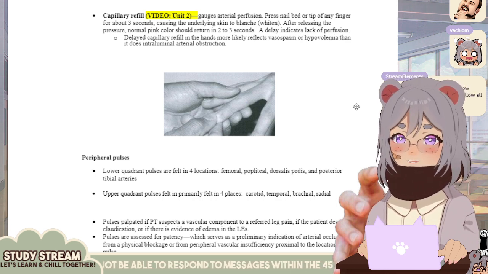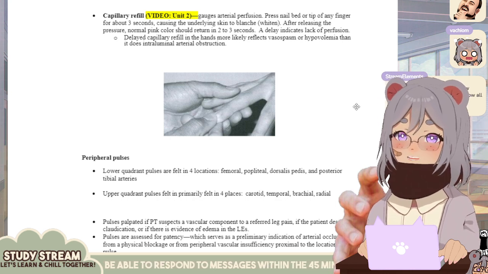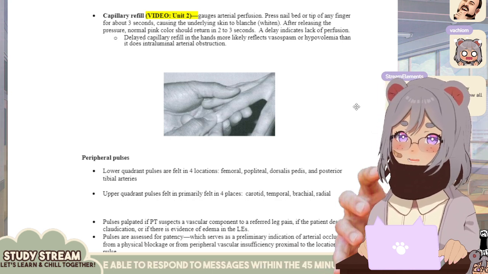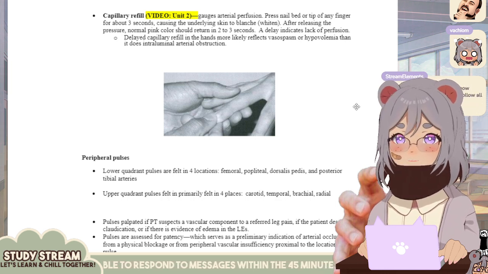A delay indicates lack of perfusion. If it's taking more than 3 seconds, there's definitely some kind of issue, and it can indicate a vasospasm or hypovolemia.